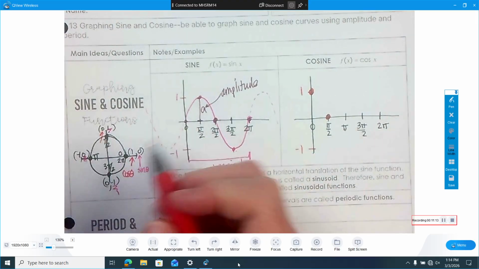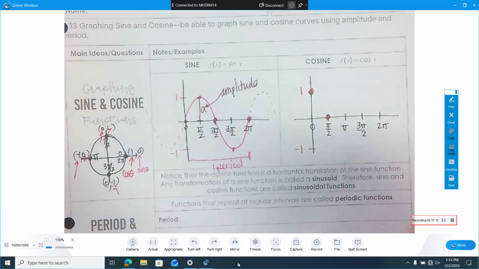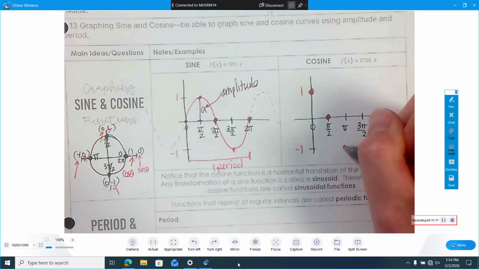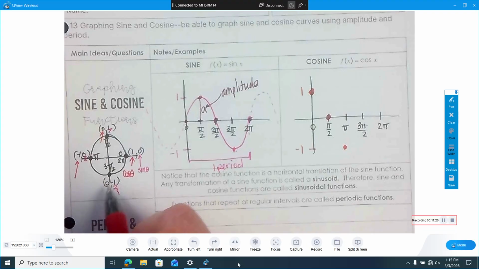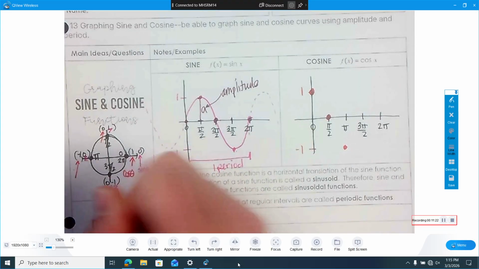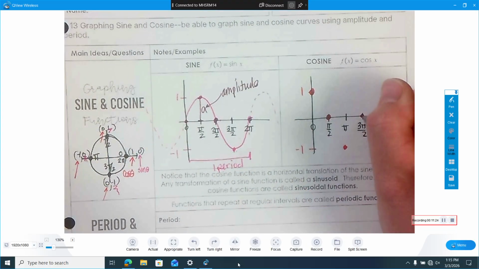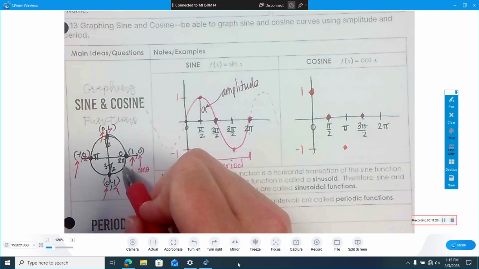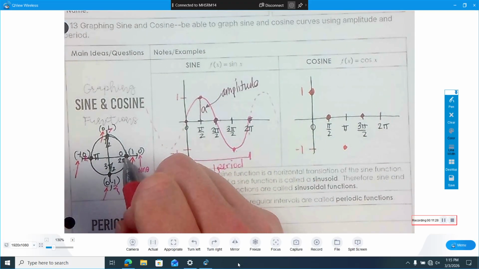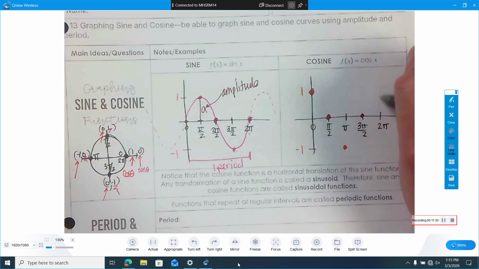And then at pi, what's our cosine value? Now we're down low at -1. And then at 3 pi over 2, what's our cosine value? Back to 0. And then we circle all the way around, a full rotation back to 2 pi. What's our cosine value?